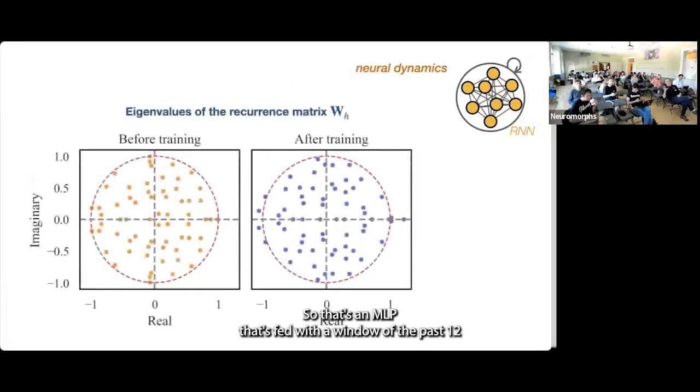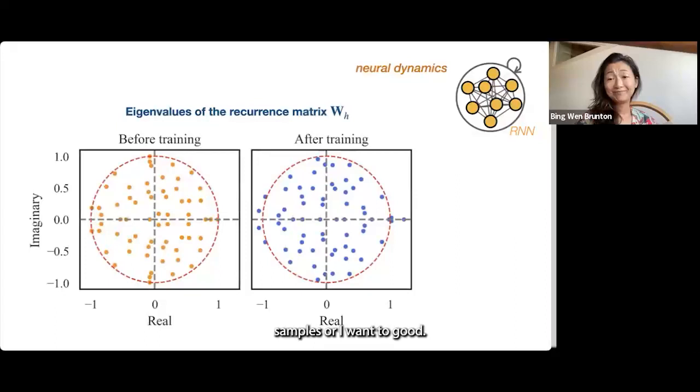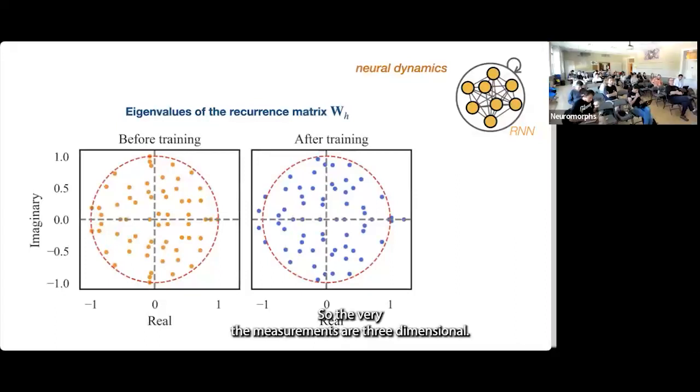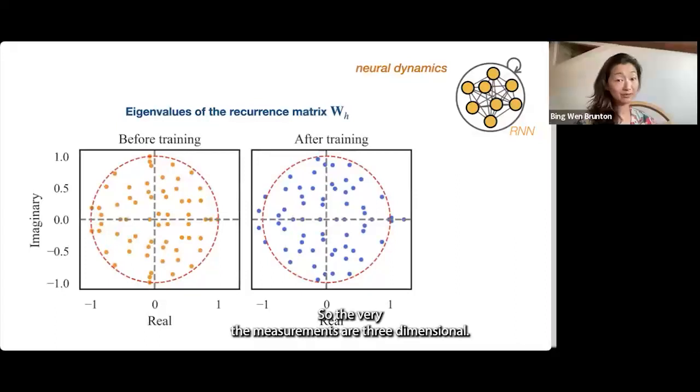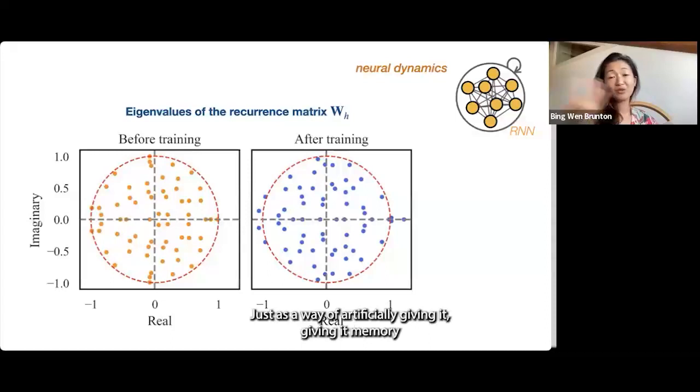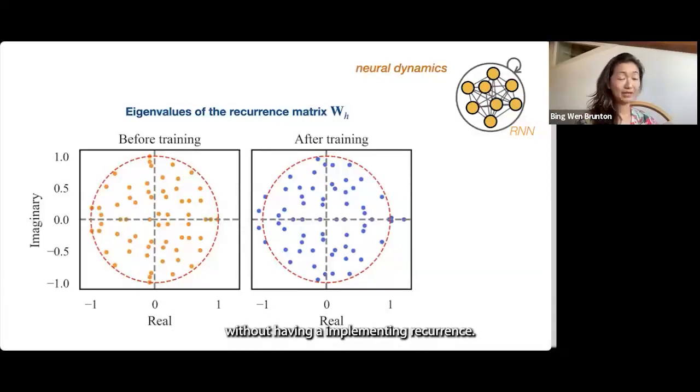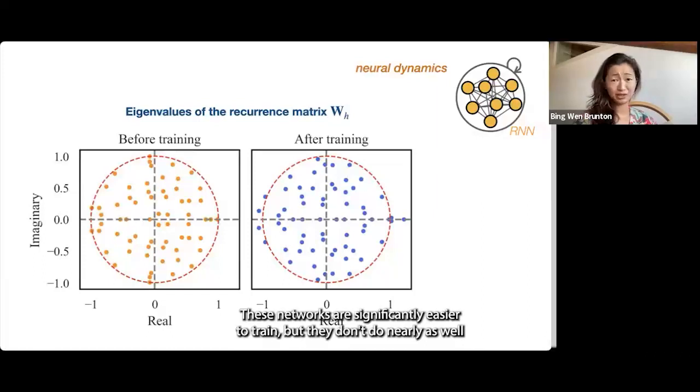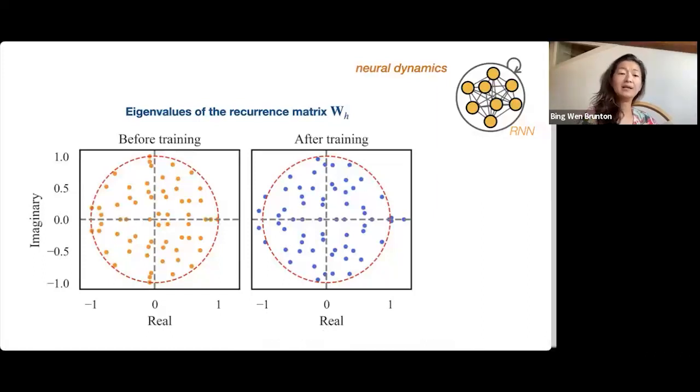So that's an MLP that's fed with a window of the past 12 samples, or I don't know what the sample is. Yeah, okay. That's correct. The measurements are 3-dimensional, so it's just 3 times 12. Yeah, just as a way of artificially giving it memory without implementing recurrence. These networks are significantly easier to train, but they don't do nearly as well.